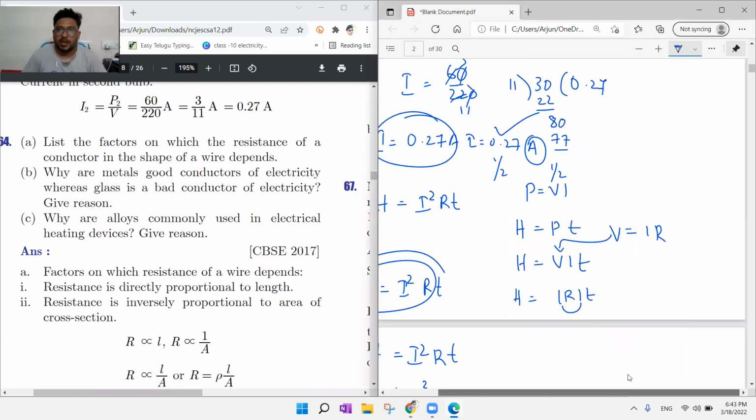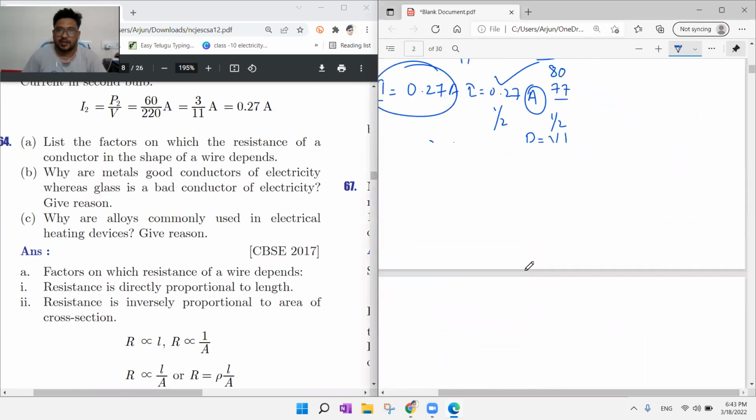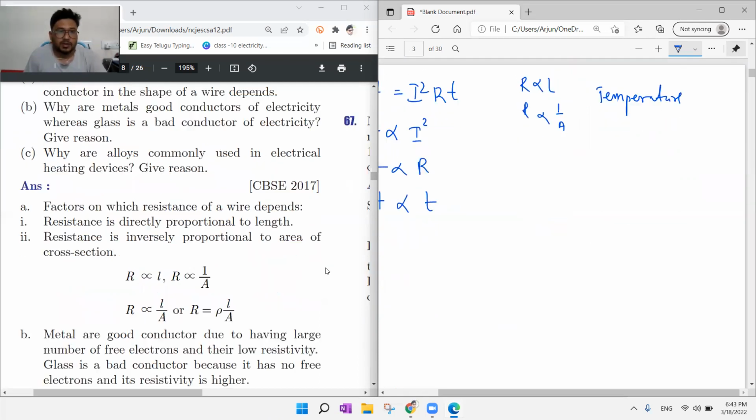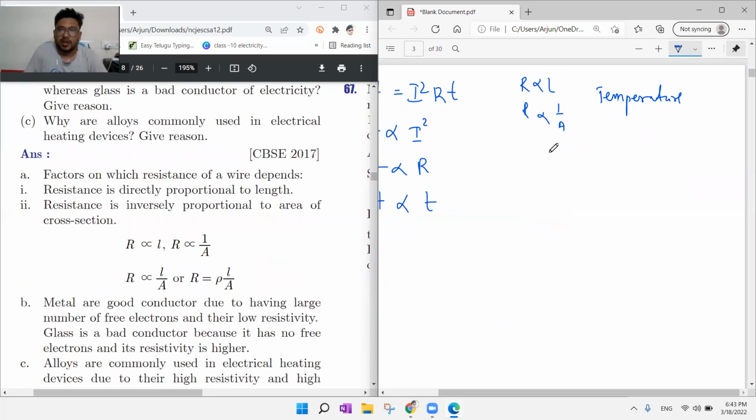So first one, what are the factors affecting resistance? There are 3 factors, right? First, resistance is directly proportional to length. Second factor, resistance is inversely proportional to area. Third, resistance depends on temperature. At last, the nature of the material. Or these 2 things we can write, more than enough: resistance directly proportional to L, resistance inversely proportional to area of cross section.